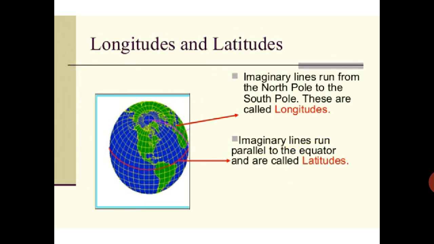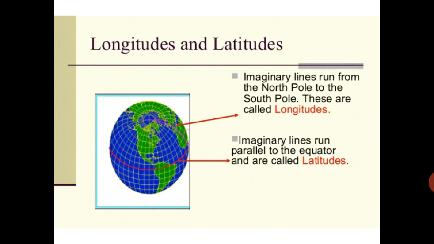Now, imaginary lines run from the North Pole to the South Pole. The upper point is the North Pole and the bottom is the South Pole. The lines go from North Pole to South Pole. These are called longitudes. In simple language, for remembering, I am giving you one clue: longitude means long lines. Long lines from North Pole to South Pole are longitudes.